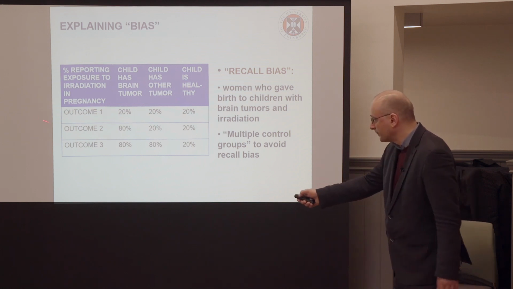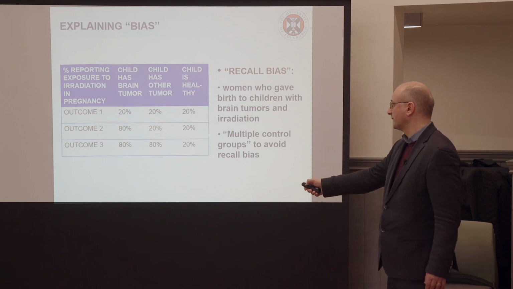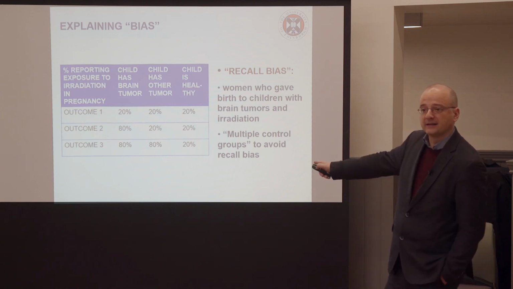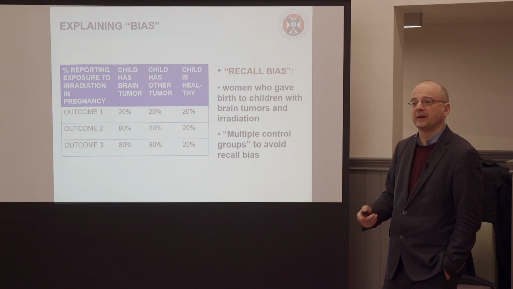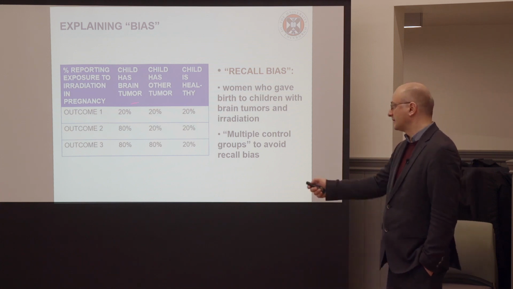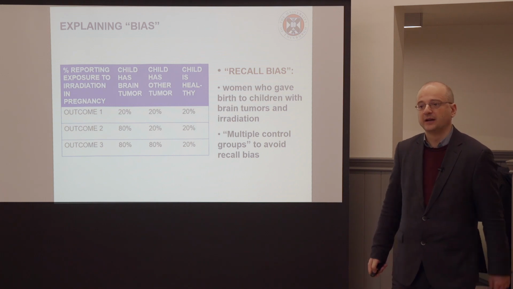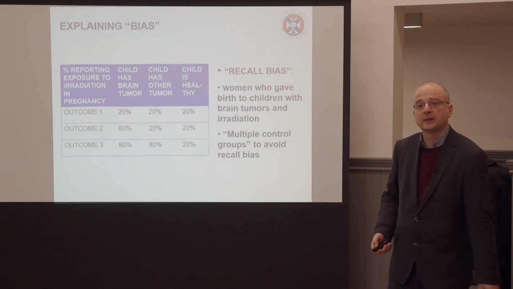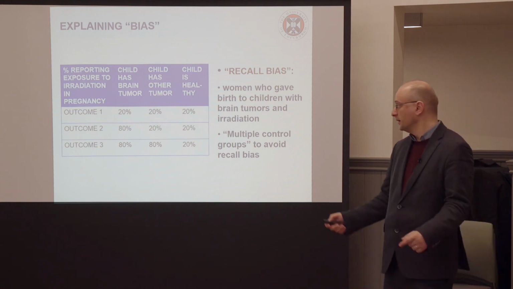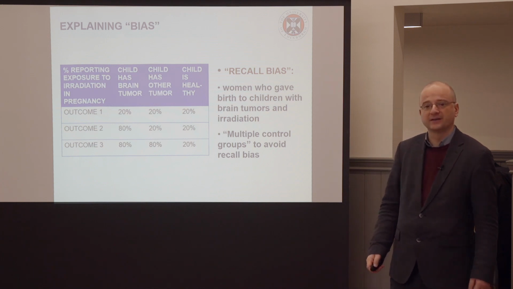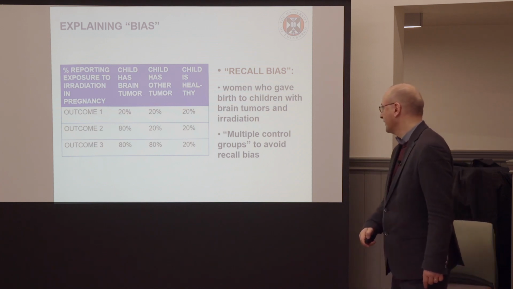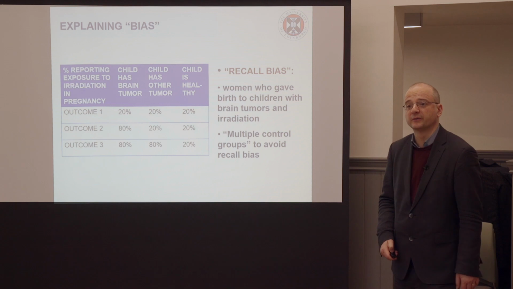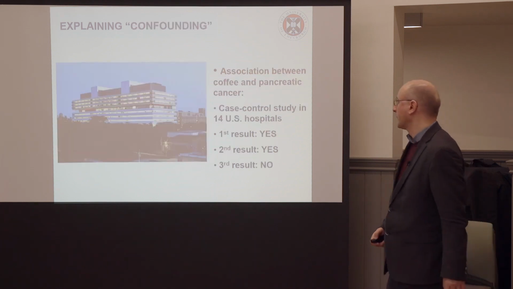But if you get this, which is that child is healthy 20% and child has other tumor 20%, and child has brain tumor 80%, that then tells you that there is no recall bias here, because mothers with a child with other tumor would also report it, but actually genuinely 80% of mothers with a child with brain tumor were exposed to irradiation, and this would be telling you that irradiation is probably a very important risk factor for child's brain tumor, okay, whereas these are not, okay? So this is why you need multiple control groups in your study design. This is a well-designed study because it controls for recall bias, which it knows would be there, all right?